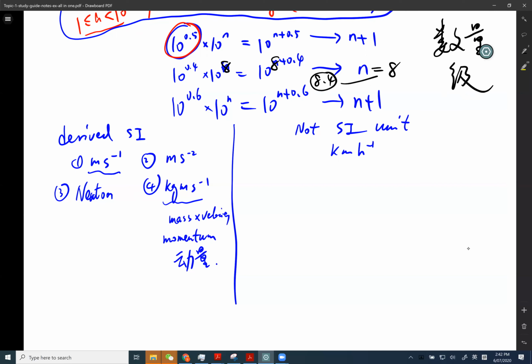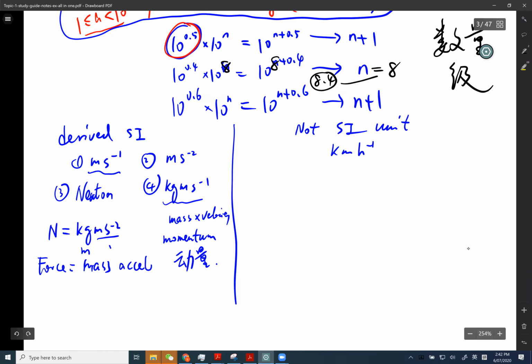Tsai just told us this Newton is for force, but 1 Newton is the same as kg m s^-2. Why? Because in year 11 you learned the formula, force equals ma. That's m, that's a, that's F. So that's like a derived unit.